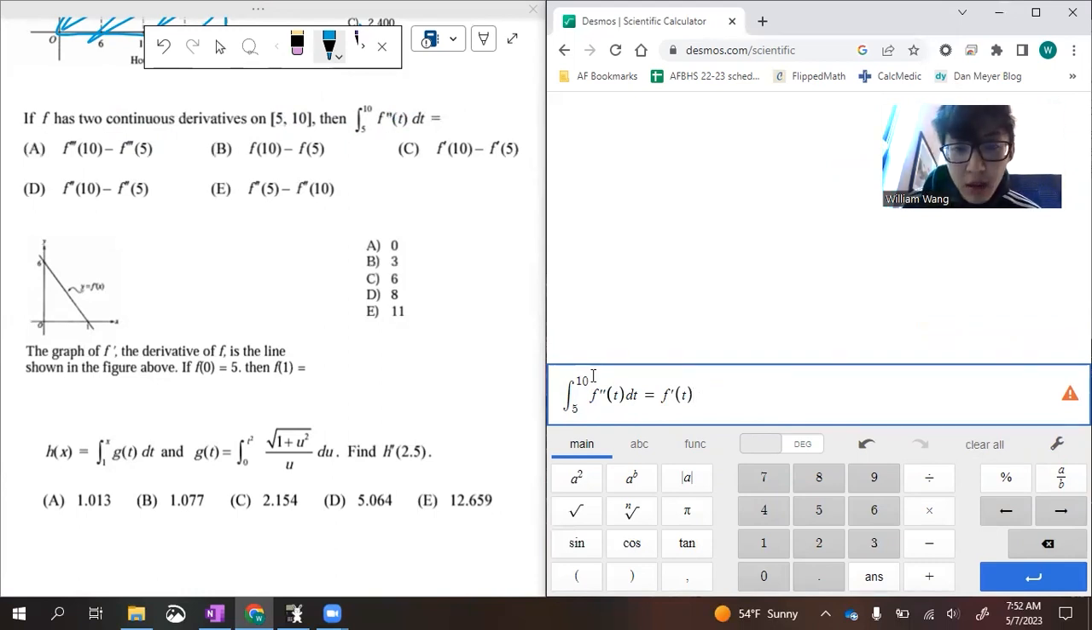Right, and remember, since this is a definite integral, I plug in 10, and I subtract, and I plug in 5. So I'm going to actually write this out. I plug in 10, then I subtract, and I plug in 5 as well into the first derivative. Just the first derivative, because remember, I did an integral. So that should be my answer choice, and that matches up with C right here.